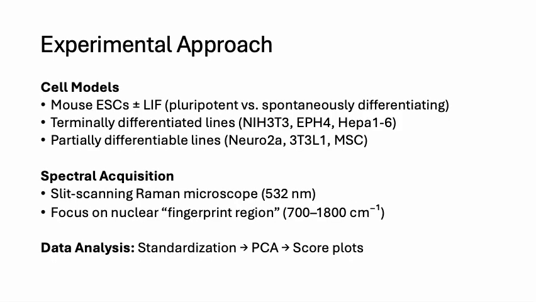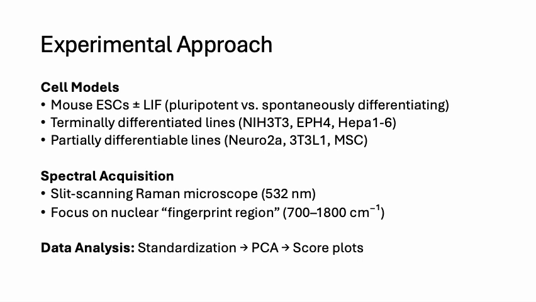To determine whether Raman spectroscopy can capture subtle shifts in cell states, the researchers used a slit-scanning Raman microscope that operated at a wavelength of 532 nanometers. They mainly focused on the fingerprint region of the Raman spectrum, which ranges from about 700 to 1800 inverse centimeters, and it is especially sensitive to signals from proteins, lipids, and nucleic acids. They examined 4 different groups of mouse cells.